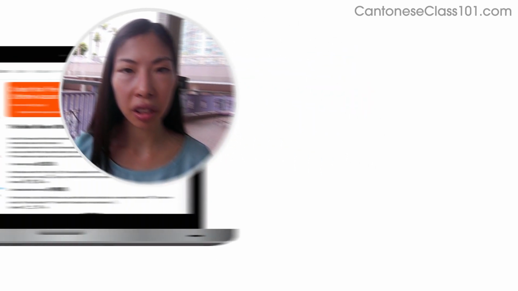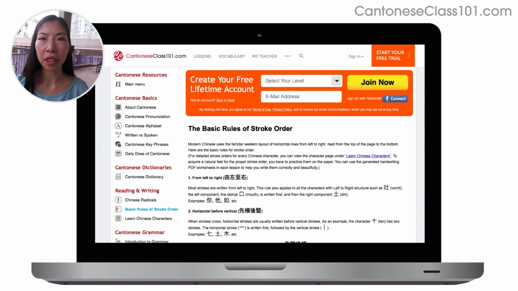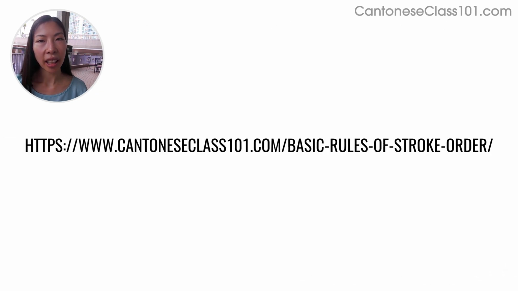Remember, to see the detailed stroke orders for writing a Chinese character, check out the Learn Chinese Characters page under Cantonese resources at the top of our site. There, you can also find the basic rules of stroke order page, www.cantonese-class101.com/rules-of-stroke-order. To acquire a natural feel for the proper stroke order, you have to practice by writing them on the paper. Please make use of the Hanzi close-up PDF worksheets in each lesson to help you write them correctly and beautifully.